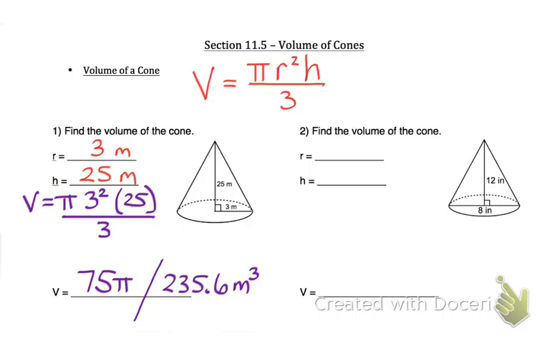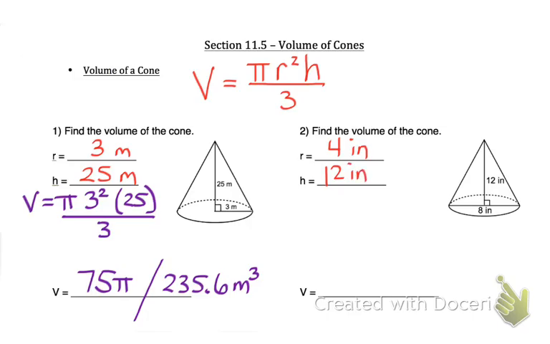Alright, let's try number 2. For number 2, I have the diameter right there, so to find the radius, I'm going to divide by 2, so 8 divided by 2 is 4 inches. And my height that's perpendicular to the base is 12, so 12 inches.